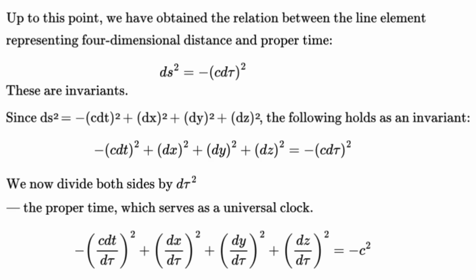Up to this point, we have obtained the relation between the line element representing four-dimensional distance and proper time. ds² equals minus c dτ squared. These are invariants since ds² equals minus c dt squared plus dx² plus dy² plus dz². The following holds as an invariant.